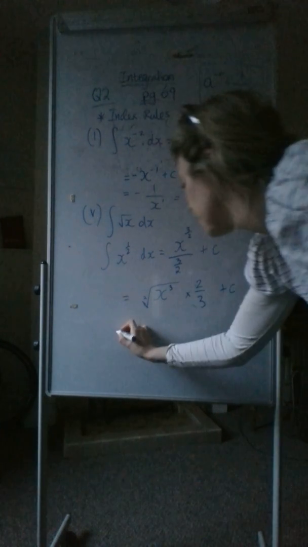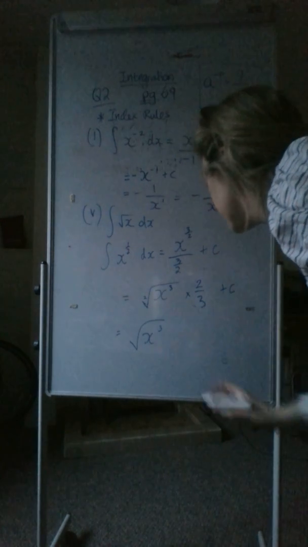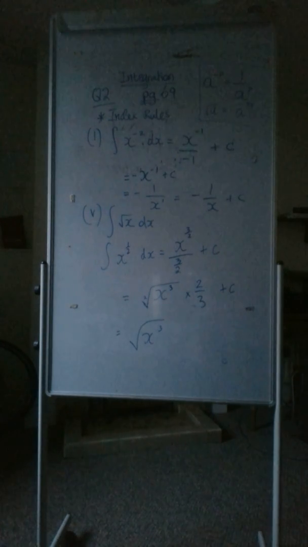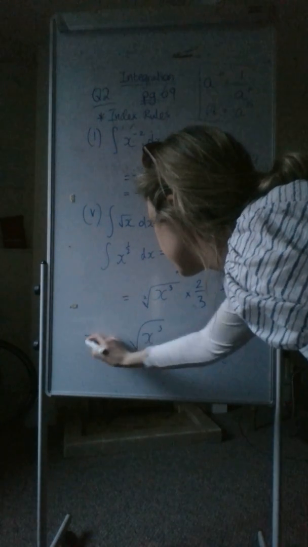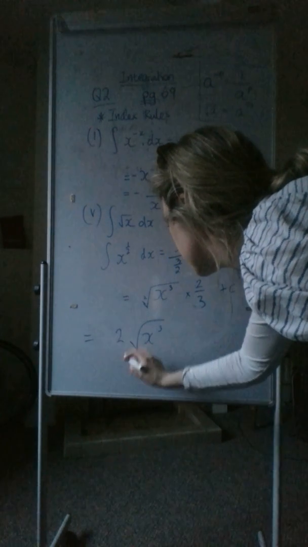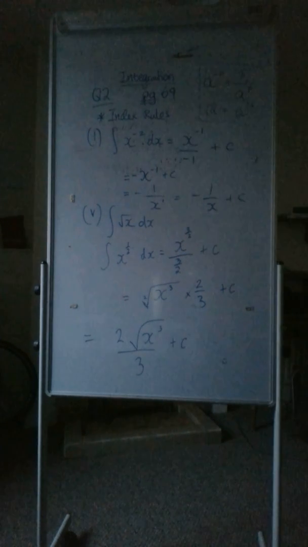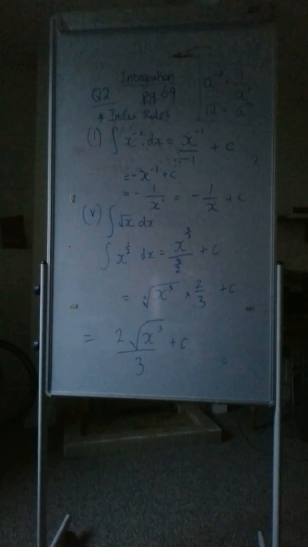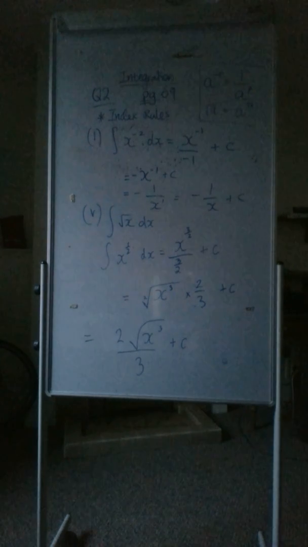To finish that off, it's going to be the square root of x cubed, times 2 over 3. To make this simpler, I'm going to put the 2 out in front and put it over 3, plus c. That looks a bit simpler than this one, and that's why we do it like that.